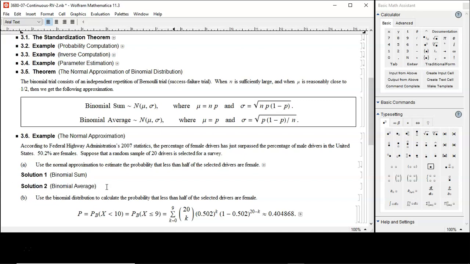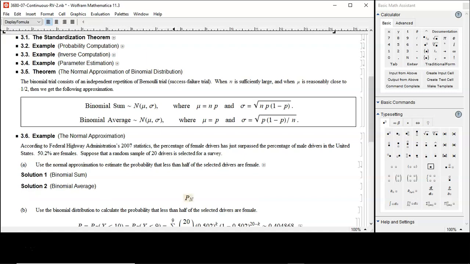So when n value is big, then it doesn't make much difference, so we go with the more convenient case. But here, in this case, n value is not really big, just 20. It's not like 2000, you see. So we'll have to do this, and this is going to be trickier. So let's do the easier one first. Binomial average.